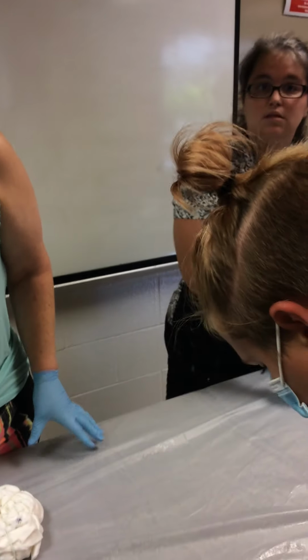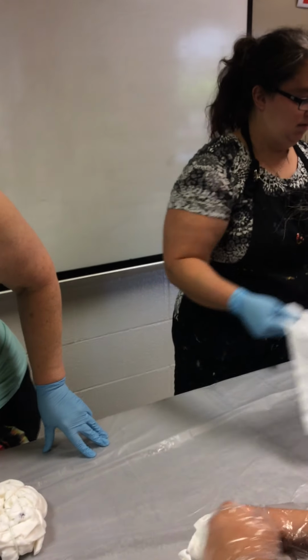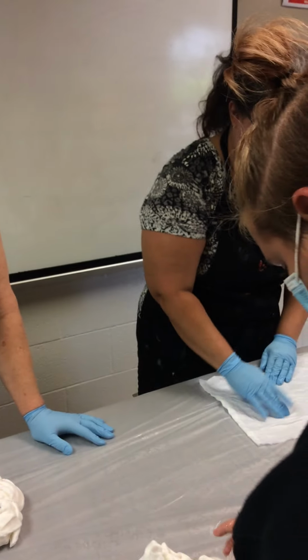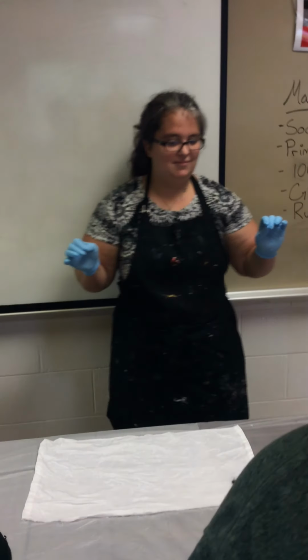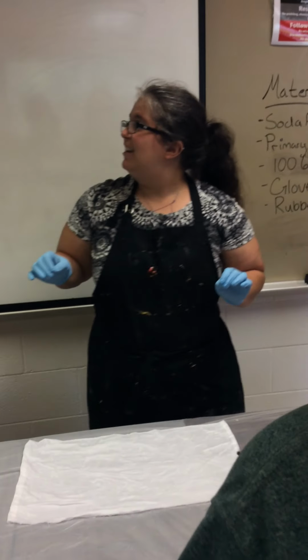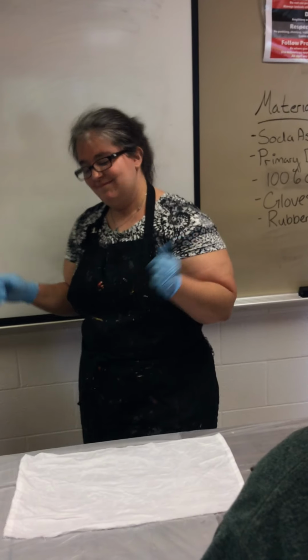Now remember, you're doing analogous colors. So the colors you choose, you're going to want to be close to each other on the color wheel, so that we don't have any contrast. You don't want to do anything that's on the opposite side of the color wheel, or else you're going to get brown. And brown's just not colorful.